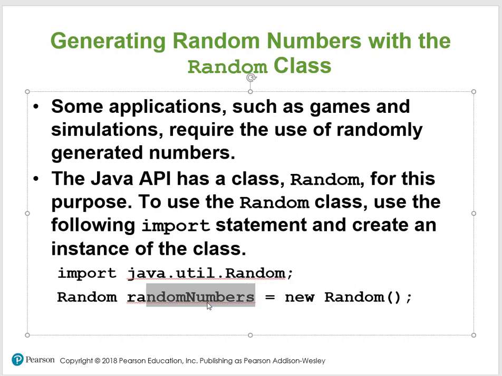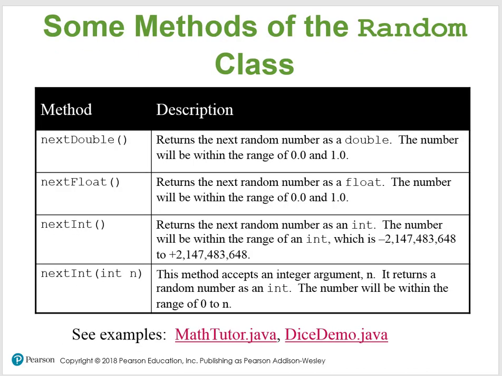So Random now becomes an object that you create. It's similar to your Scanner. After that, you can use the Random object to generate random numbers and use its methods. Some methods are nextDouble, nextFloat, nextInt, nextInt. Look at the math tutor and the dice demo, which are very similar.